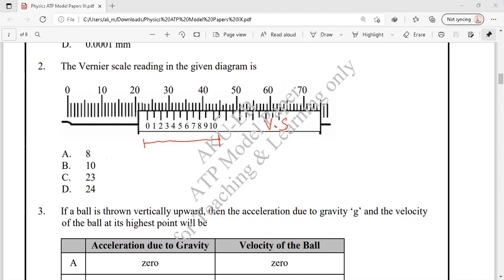So this is the line 10, and this line 10 does not match with the line on the main scale. Then we have 8. So this line 8 meets up with the line on the मेन स्केल. सो 8 की जो लाइन है वो मेन स्केल के ऊपर इस लाइन के साथ कंप्लीटली मीट कर रही है. सो द करेक्ट आंसर इज ऑप्शन ए.